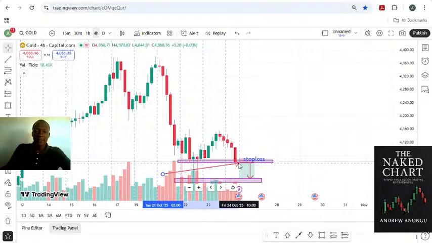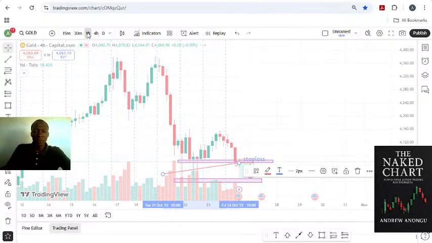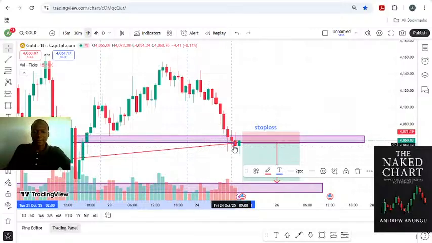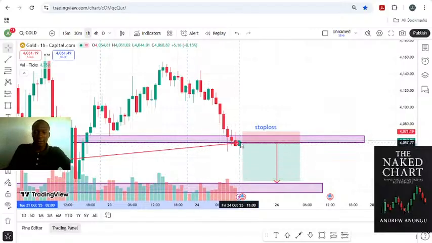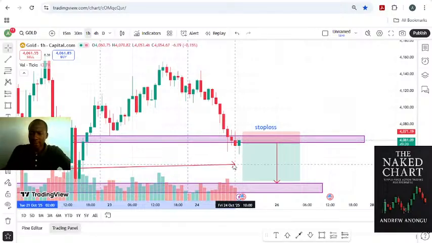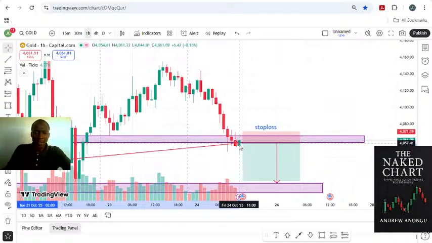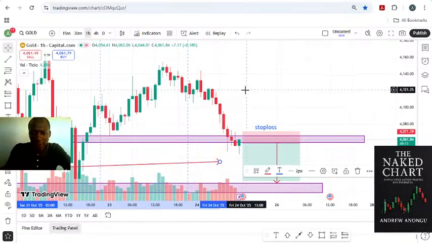So that's the analysis for gold. Trend is down, we are only looking for sells. Price is currently pulling back. So let's see. This is a new 1 hour candle. So let's see how. Let's wait a bit.